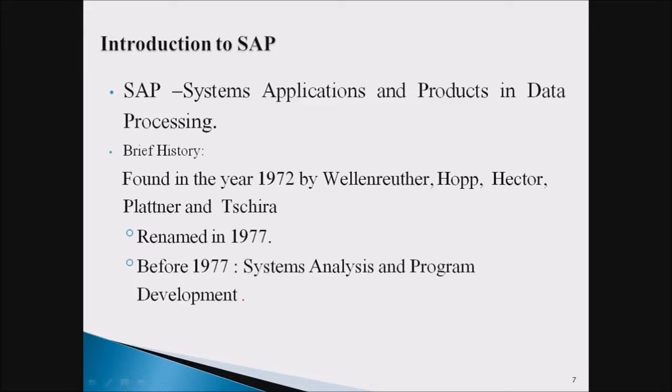A brief history about SAP. The full form of this, we call it Systems, Applications and Products in Data Processing. This was a company which was started in the year 1972 by these 5 people, which was renamed in the year 1977, and before 1977 it was called Systems Analysis and Program Development.